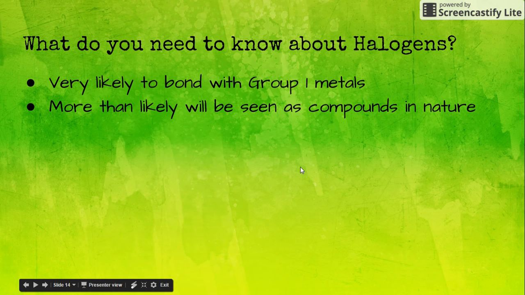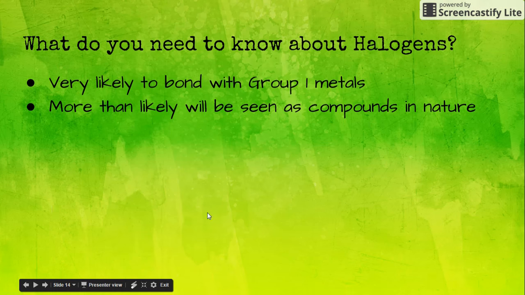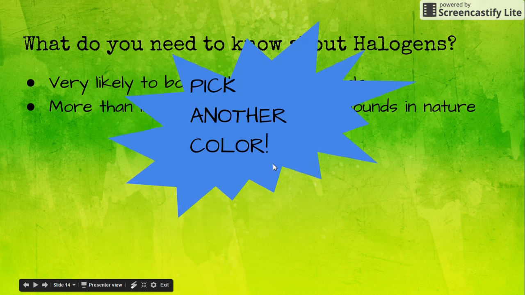So this is what you need to know about halogens. They are most likely to bond with our group 1 metals, which another name for our group 1 metals is what? This group right here are alkali metals. And they will more than likely be seen as compounds in nature or molecules. They don't like to be by themselves very often. They like to have a friend. They're buddies with other elements. So go ahead and pause if you need to and write this in your notes. Then pick another color.